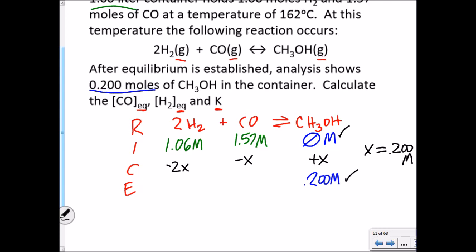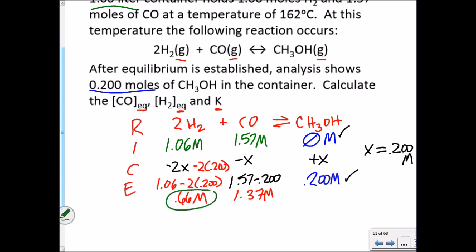So this is going to be 1.57 minus 0.200. What does this end up being then? This is going to be 1.37, correct? And this is going to be 2 times, so we need to do 2 times our 0.200 here. So 1.06 minus 2 times 0.200, and that ends up being 0.66. Now we have our equilibrium concentrations, all 3 of them.